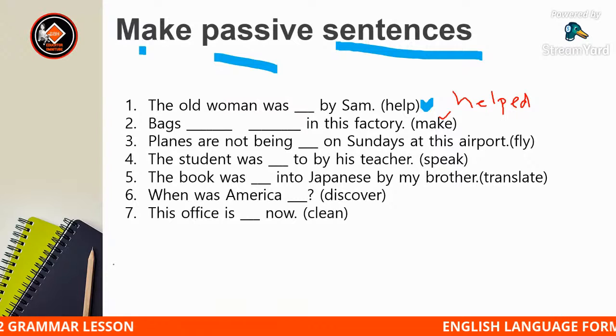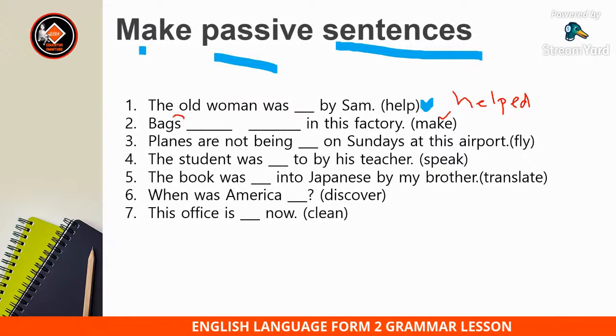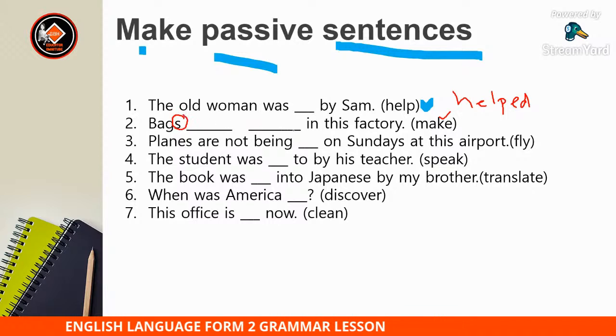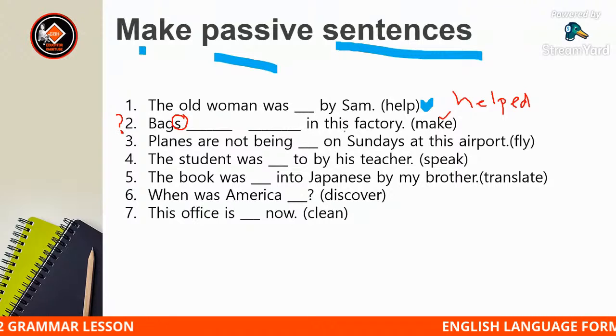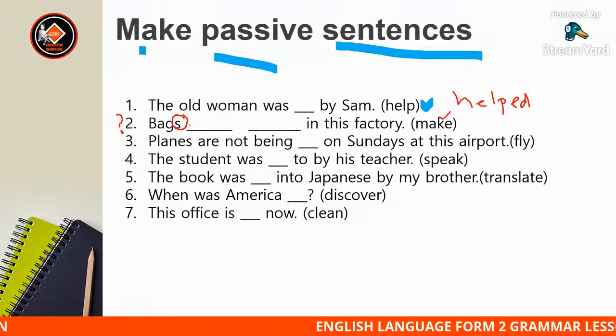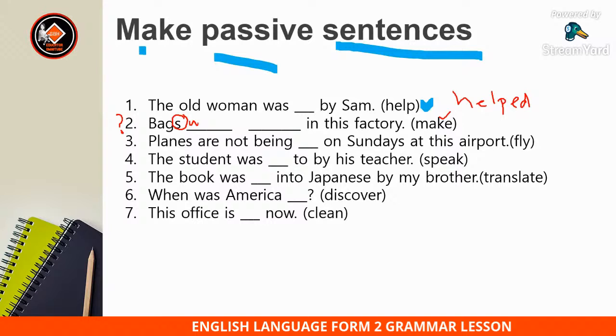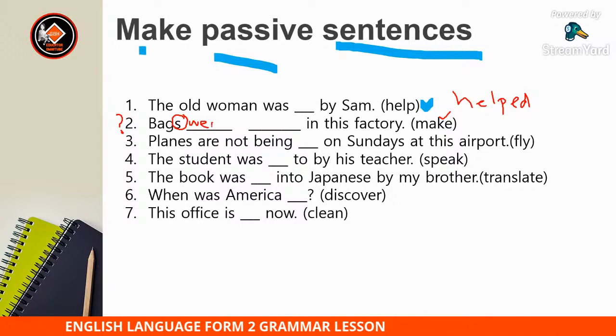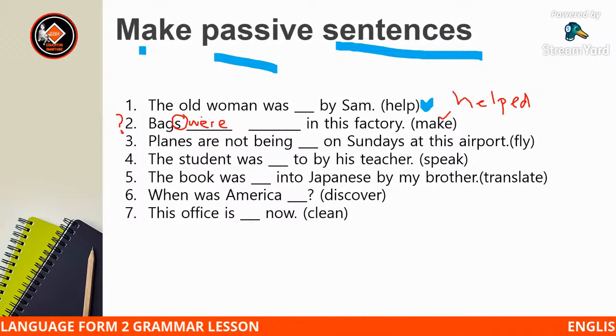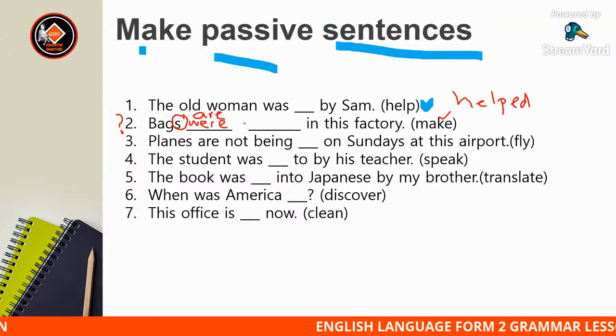Okay, good. So the answer here is very easy. You see the word bags. But the sentence is, teacher, I do not know, present or past? So is it were, or can it be are? Okay, this one is correct. Made.